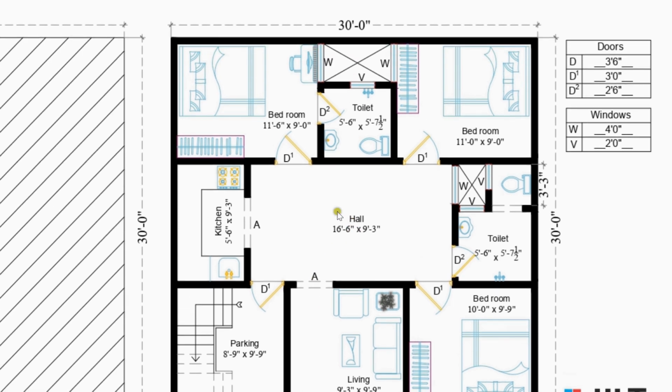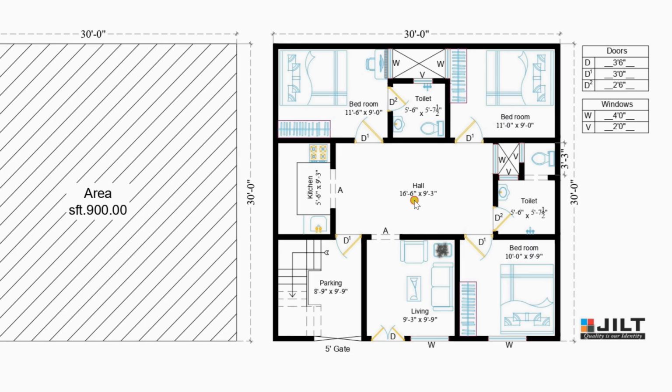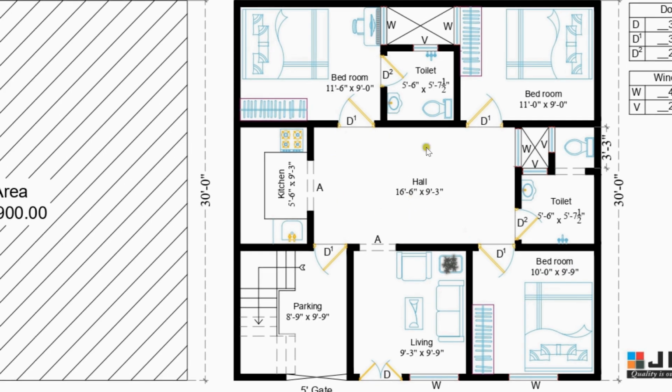The hall is 16 feet. The hall size is very comfortable, in which you can do small and big functions where you can accommodate 20 to 30 people. The hall size is 16 feet 6 inches by 9 feet 3 inches. So this is the main hall.